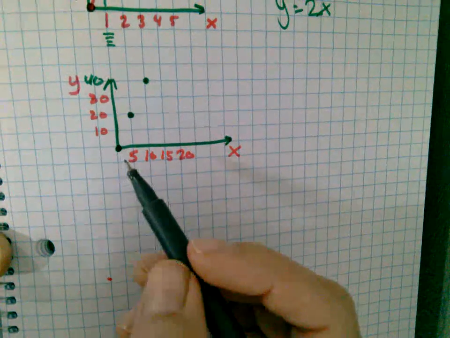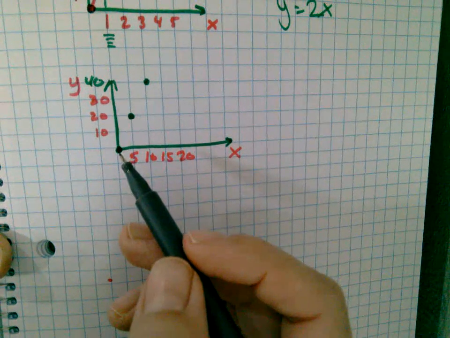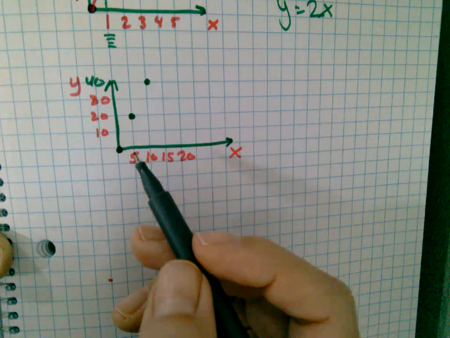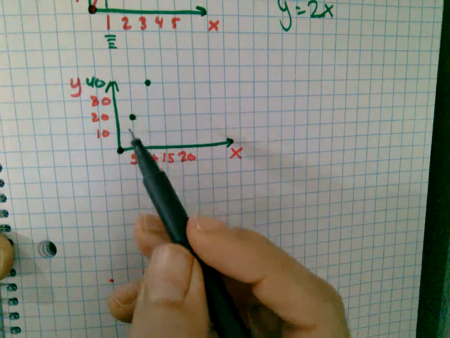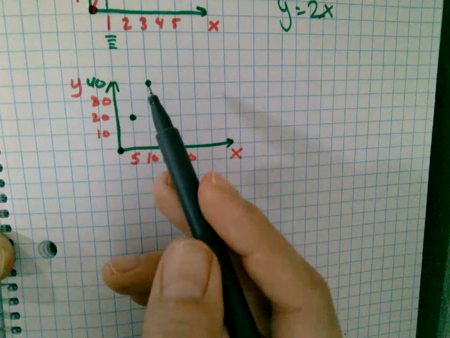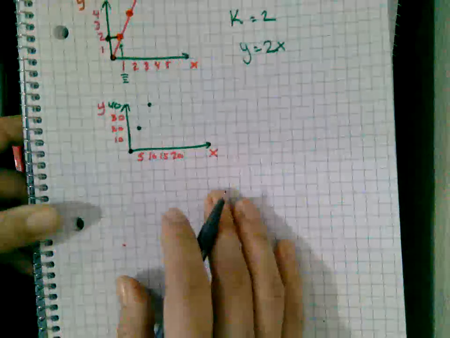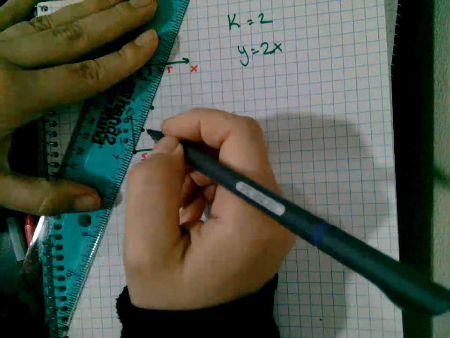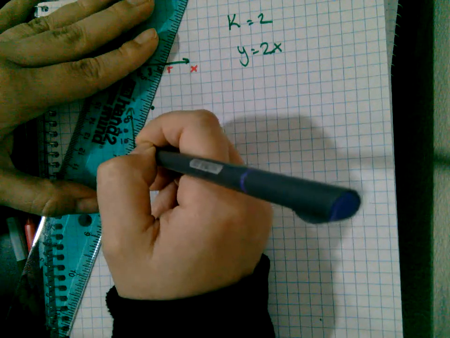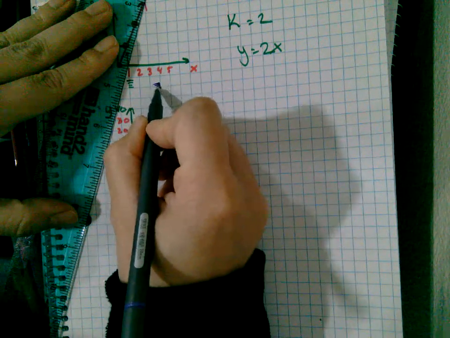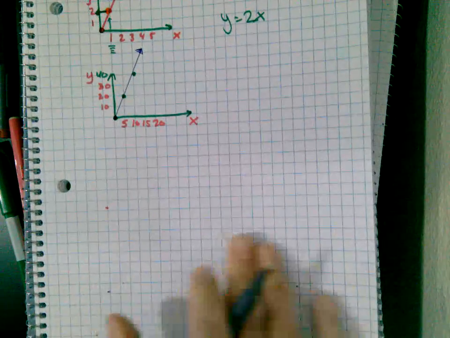Where I put my first dot's at 0, 0. Always, always, always. Then I'm going to put a dot on 5, 20. Then another dot on 10, 40. And then I'm going to connect it. Just like so.